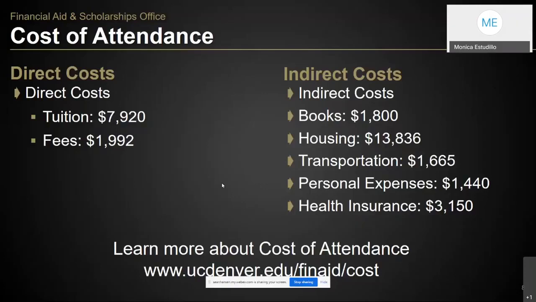And then you have indirect costs that are also part of the cost of attendance, which is your financial aid budget that is built in so that we can offer you financial aid for these things. So for example, books, housing, transportation, personal expenses, and health insurance are part of that indirect cost that we factor in, because we know that students have books that they need, or they have to pay for housing as a student. So you definitely can get financial aid for that.